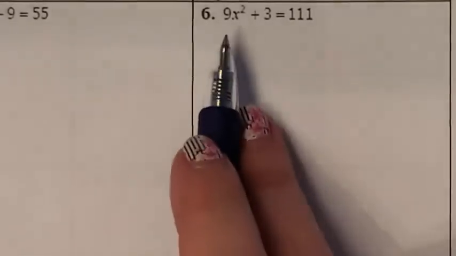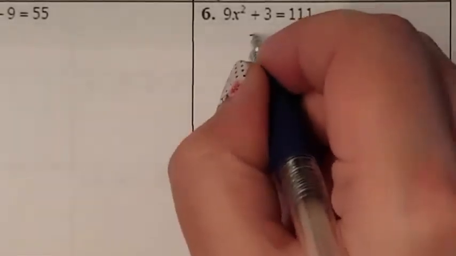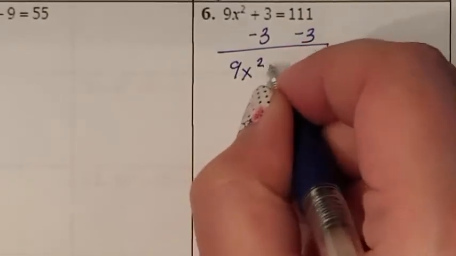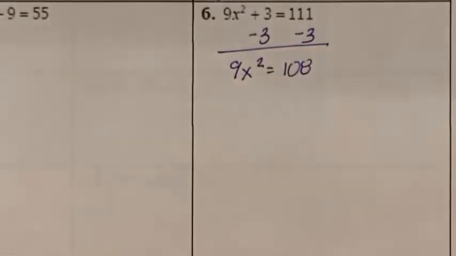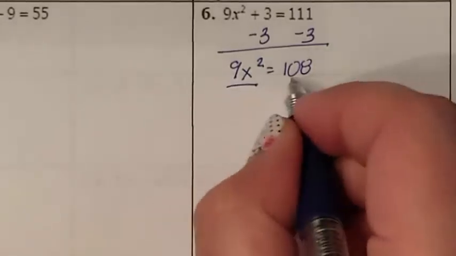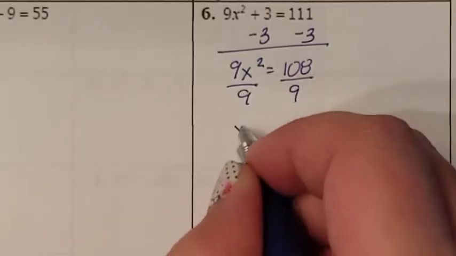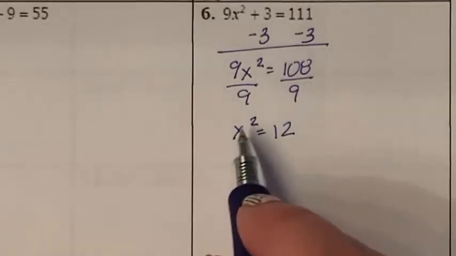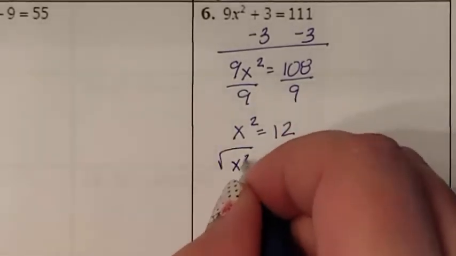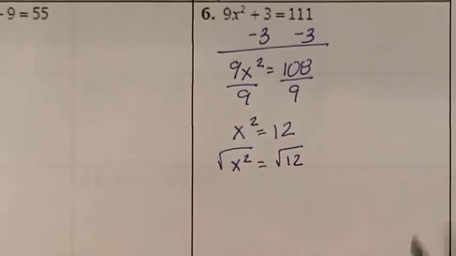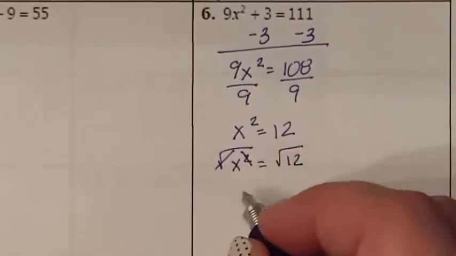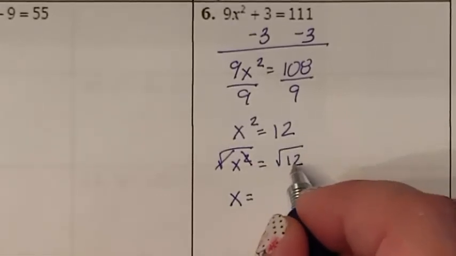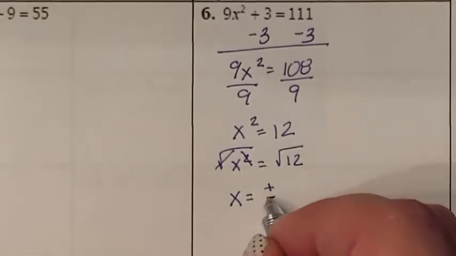Problem number 6. I need to get the x squared by itself, so I'm going to subtract 3 from both sides. So I have 9x squared equaling 108. I need the x squared by itself, so I'm going to divide both sides by 9. So x squared is going to give me 12. I don't want x squared, I want x, so I'm choosing to take the square root of both sides. The square root and the exponent of 2 cancel each other out. I have x. If I chose to take the square root, then I need plus or minus.